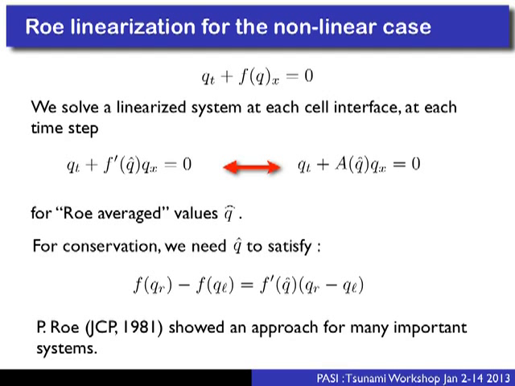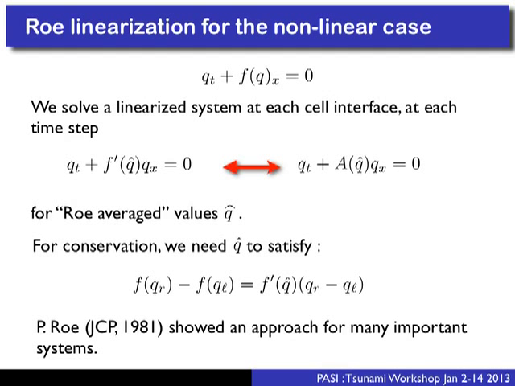Well, it turns out this is kind of a subtle business. And Phil Roe, in a very well-known paper, this is one of the papers that JCP actually reprinted recently, so it's still possible to go online and get this paper, showed an approach that told you exactly what to pick for Q hat, because remember, we need to satisfy this jump condition across every interface, and just by picking an arbitrary Q hat, we won't necessarily satisfy this nonlinear condition.